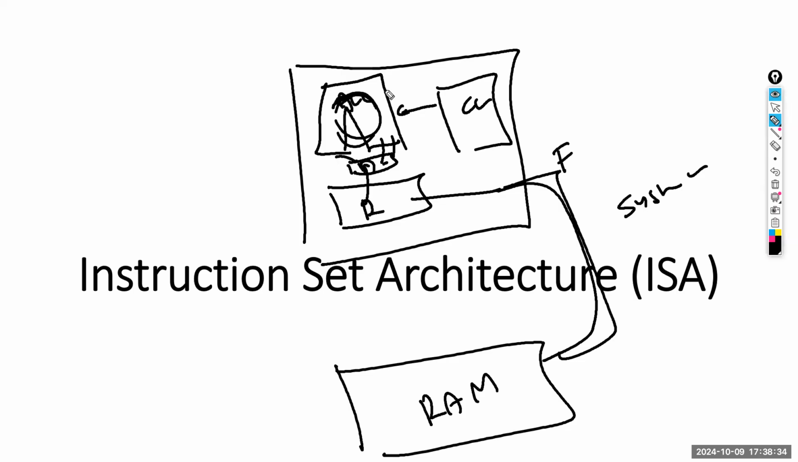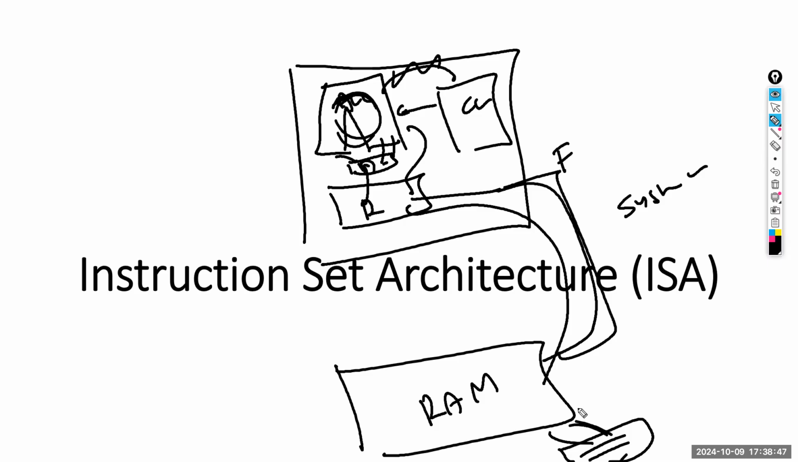So that is execute. The results are written back to the registers, sorry, not the control unit, the registers. Later it will be written back to the RAM, and from RAM it will be written back to the secondary storage. So fetch, decode, execute. Again, fetch, decode, execute.